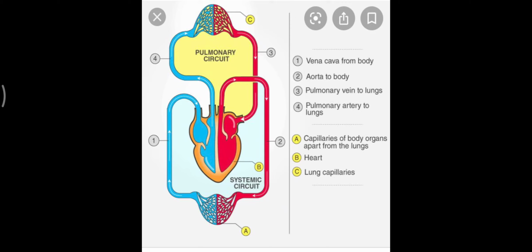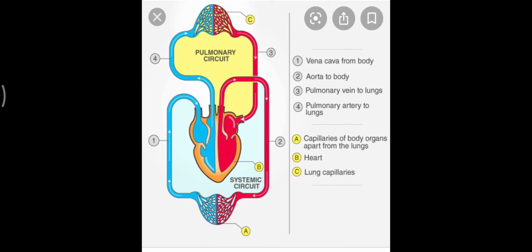Double circulation system is a system where the blood passes 2 times through the heart to complete one cycle of the body. That is why it is known as double circulation. Birds, mammals and crocodiles have double circulation.